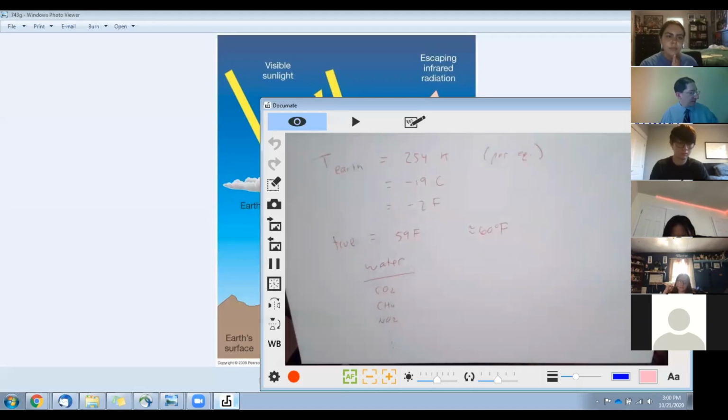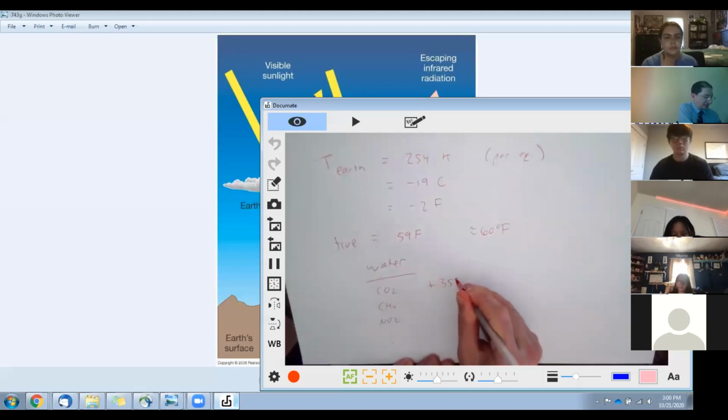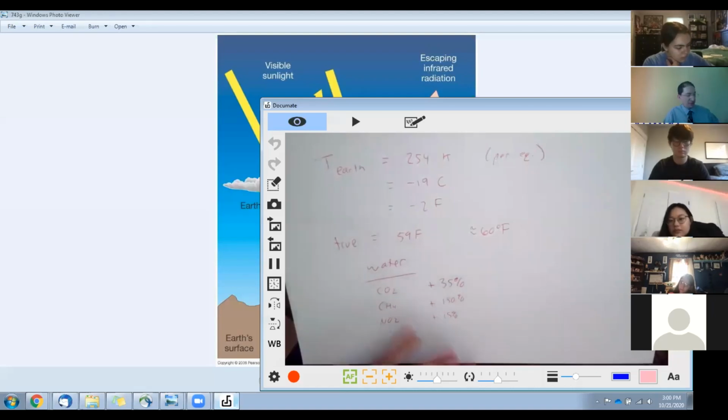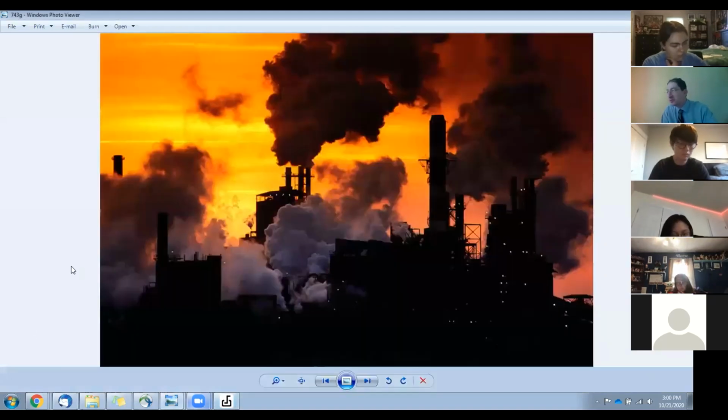But these have been increasing since the beginning of the Industrial Revolution. Carbon dioxide is up 35%. Methane is up 150%. NO2 here is up 15%, and so forth. There are other ones as well, but these are the most important ones. And most of that comes from the burning of fossil fuels.